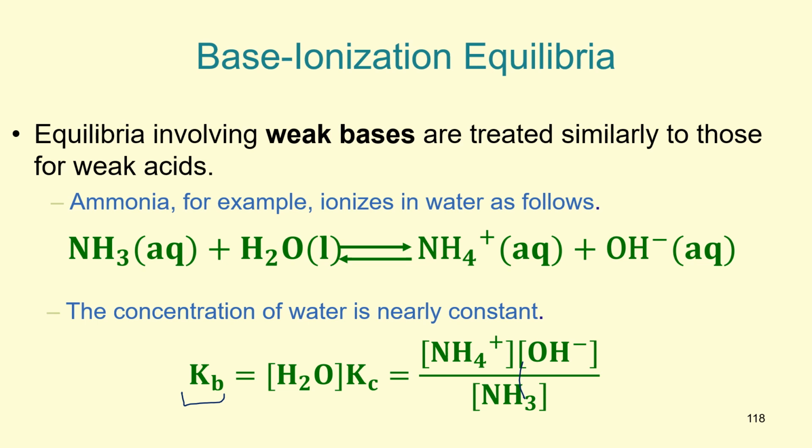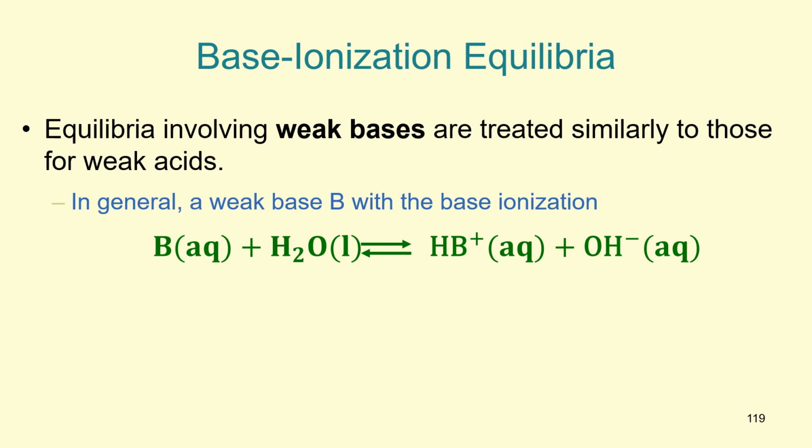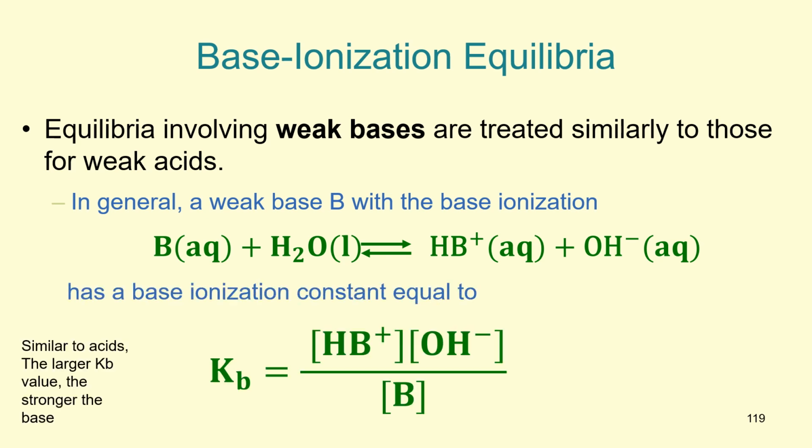And we can solve the same kind of problems that we did with the acid. So here's our generic equation. Some base plus H2O gives us HB plus OH negative. And our Kb is equal to HB plus times OH negative divided by the concentration of the base. So conjugate acid times OH negative divided by the concentration of the base. And in the same way as acids, the bigger Kb is, the stronger the base is. We can solve a lot of the same problems in the same way.